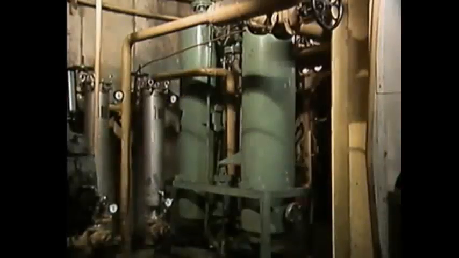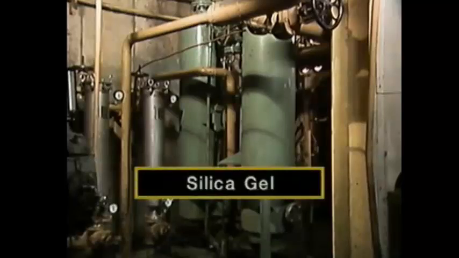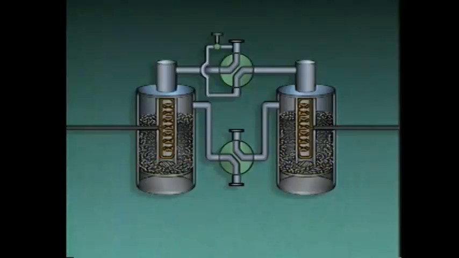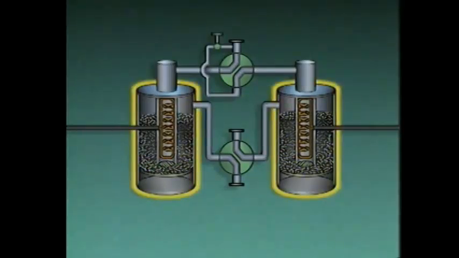A desiccant dryer uses chemicals called desiccants to remove moisture from compressed gas. Two commonly used desiccants are silica gel and activated alumina. This is a simplified illustration of one type of desiccant dryer. The desiccant is contained in two tanks.